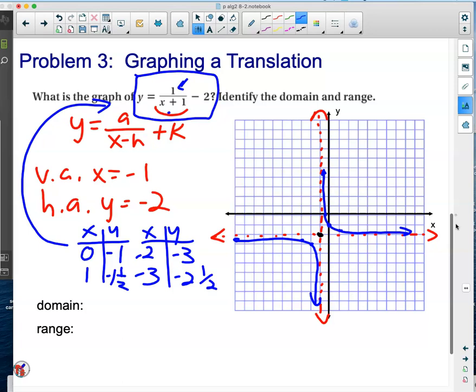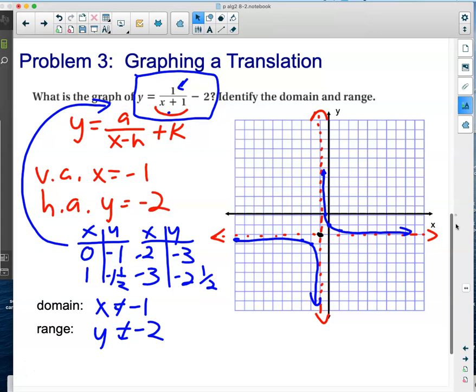There they are. So domain, what number's out? An x we never use. It's not 0 this time. Good, -1. So x can't be -1. It can be everything else. What y is out? See how it's always the asymptotes? So we can't use x of -1 because that's an asymptote, and we can't use y of -2 because that's an asymptote.